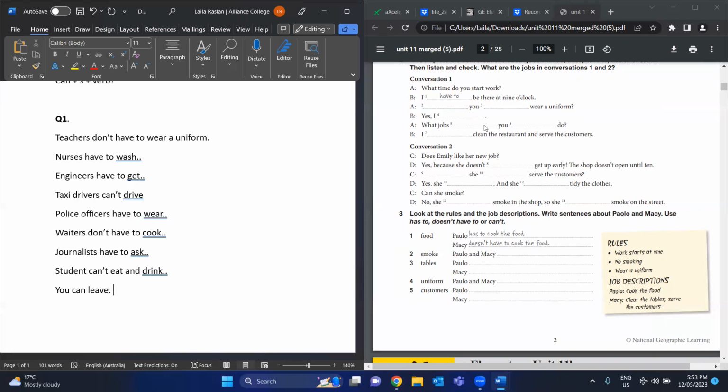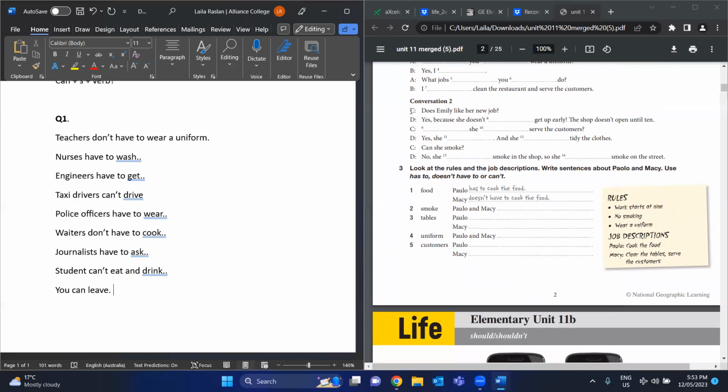So what jobs do you have to do? So don't forget the have to verb, have to do. I have to clean. Clean is the verb. So I have to clean the restaurant and serve the customers.